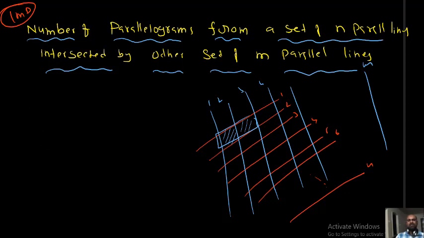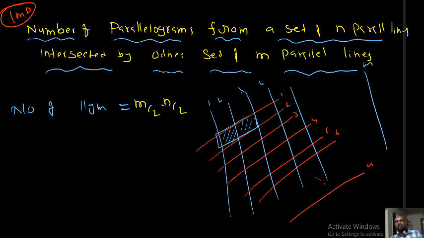From M, I want to select two lines to draw two sides of a parallelogram. Directly I want to write the answer. Number of parallelograms is equal to, sorry, equal to, students, the reason. First of all, from M blue lines I want to select 2. How many ways? MC2 ways. Next, from N red lines I want to select 2, that is NC2 ways.